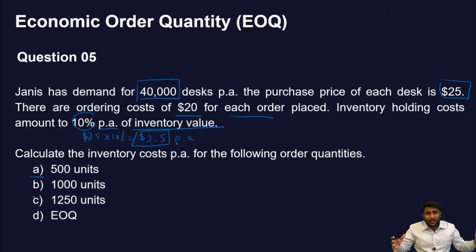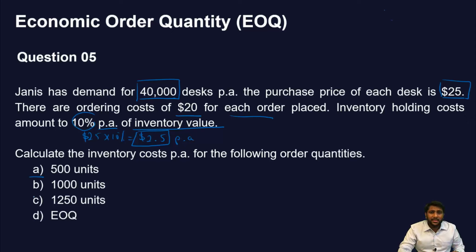You should have a bigger warehouse to hold the entire 40,000 units. Just because you purchase 40,000 units, you are not going to sell it at once, no? You are going to sell it over the year. During the entire year only, you are going to sell those 40,000 tables.